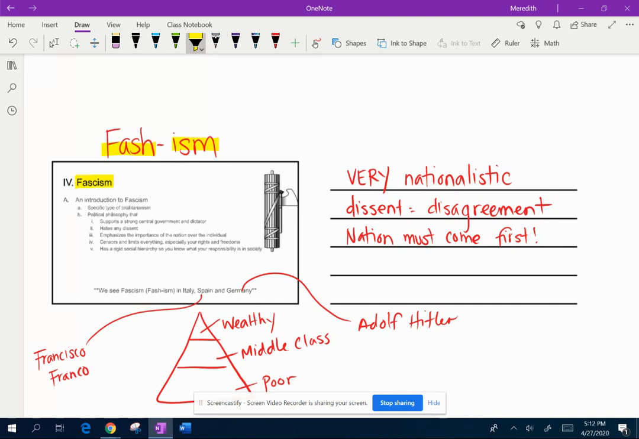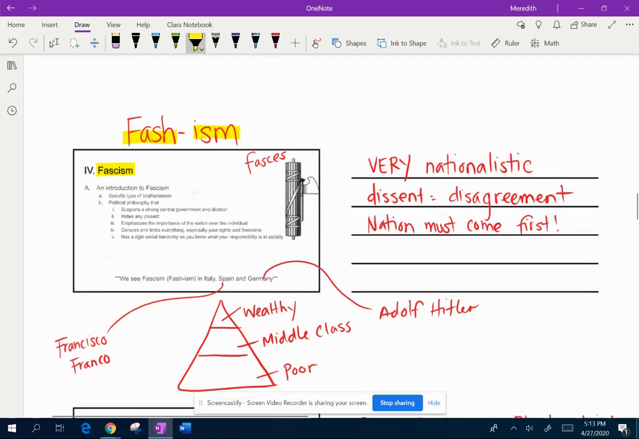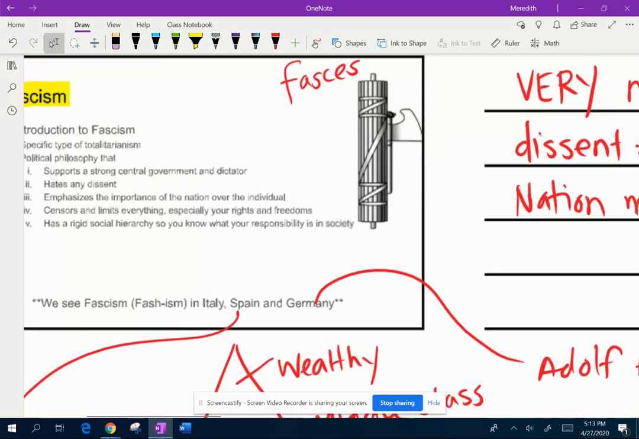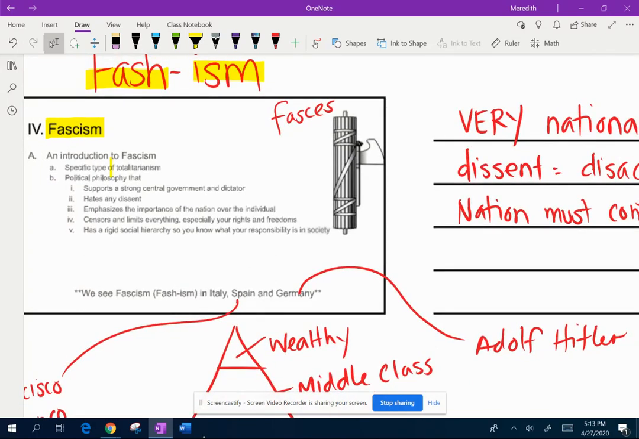The word itself comes from Latin, which is fasces, a bundle of sticks tied together with an axe. It's the idea that together we are strong, but one individual stick is weak. If you were to walk outside and find a stick on the ground, you could very easily snap it in half. But if you had a bundle of sticks tied together, you are strong. So fascism is a very, very, very specific type of totalitarianism.